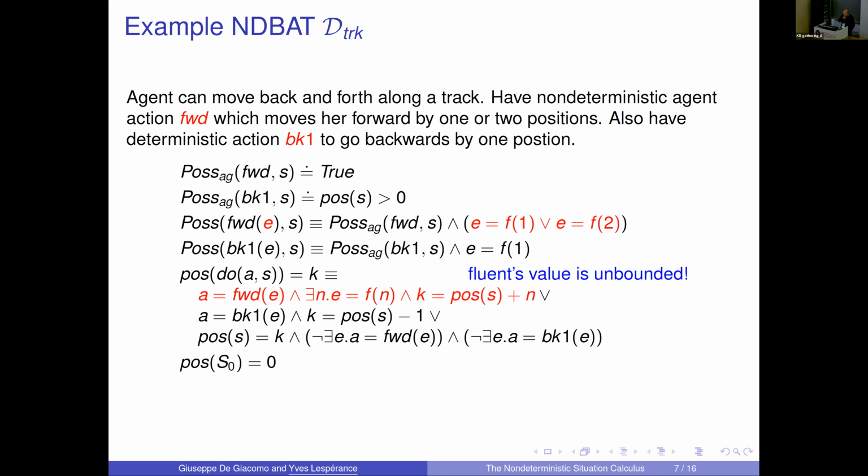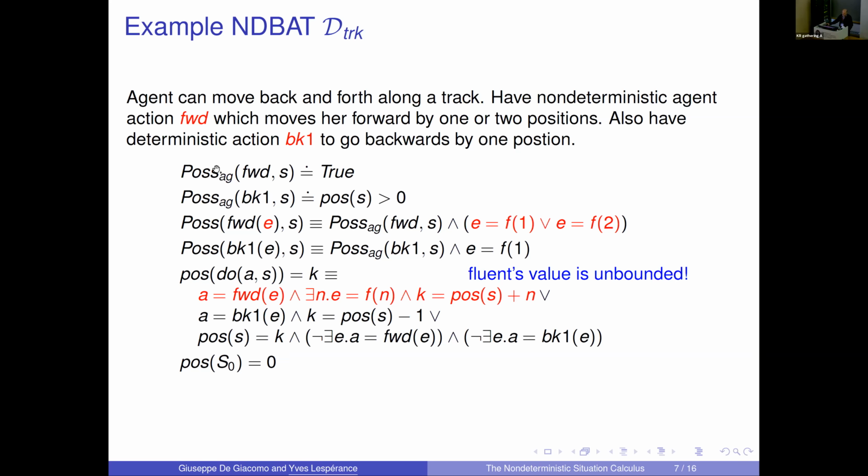So let's look at a very, very simple example. Here, imagine an agent that can move back and forth along a track, where we have two actions. Forward can move the agent forward by 1 or 2 positions, so it's non-deterministic. And then we have a deterministic action, back by 1, that goes back by 1 position.